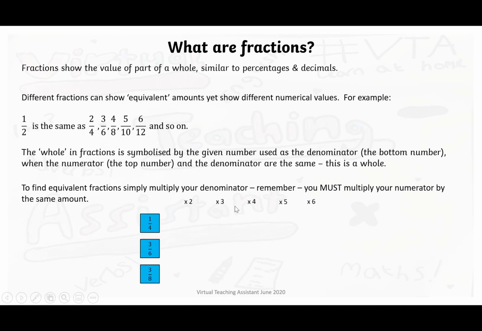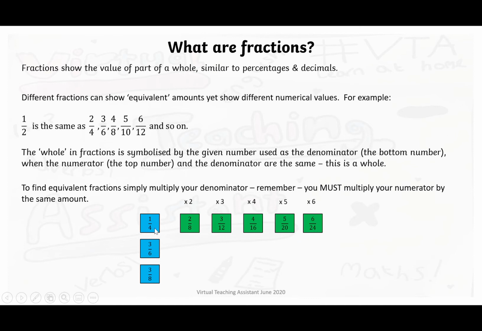So here I'm going to show you how we get equivalent fractions, and all I'm going to do is multiply the numerator and the denominator. So these are all basically exactly the same portion size as a quarter. So 2 eighths, 3 twelfths, 4 sixths, 5 20ths, and 6 24ths.